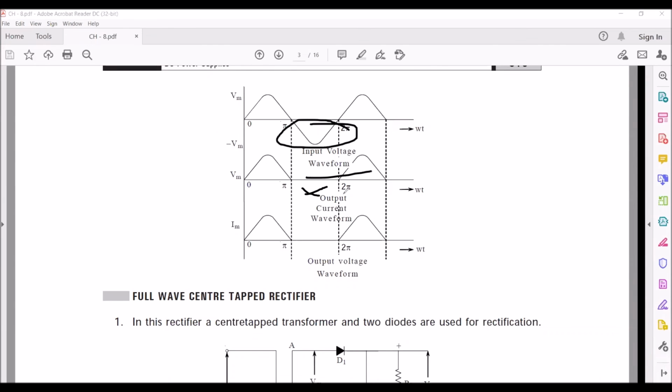This is the output voltage waveform and this is the output current waveform. This is the output voltage waveform, with amplitude Vm, and this is the output current waveform, with amplitude Im. This is how we have rectified AC, and this rectified waveform is called pulsated DC. In this pulsated DC, we have ripples. These are ripples. By using a filter, we will remove these ripples. We will later learn what filtering is.